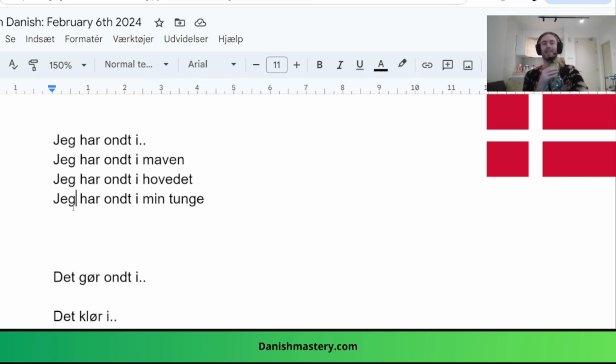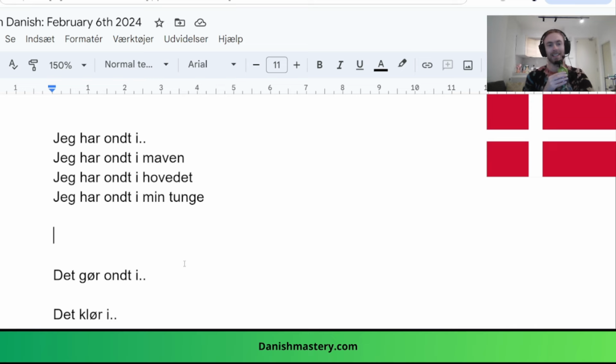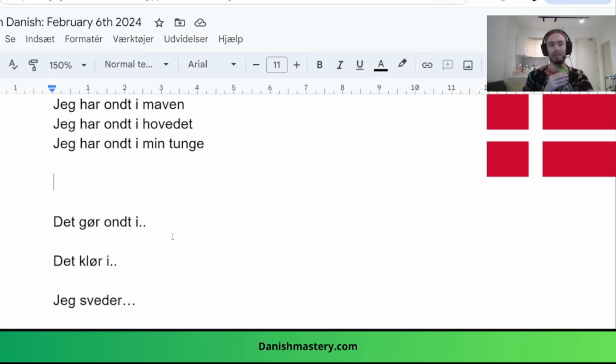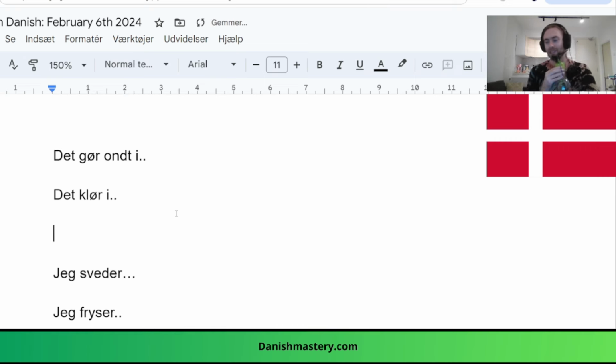This is the basic one. Ikke? Jeg har ondt i. My something hurts, or it hurts in my something. Ikke? So ondt on its own literally means evil, but at have ondt is to have pain, ikke? Or to having it hurt like that. Det gør ondt i is very similar. It's just saying it without using jeg. Ikke? Det gør ondt i hjertet, det gør ondt i, I don't know, i skridtet, det gør ondt i mine fødder, ikke? Anywhere. So that's kind of clear already.